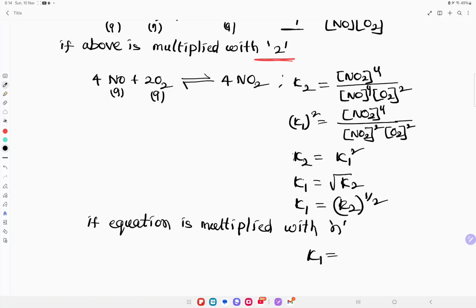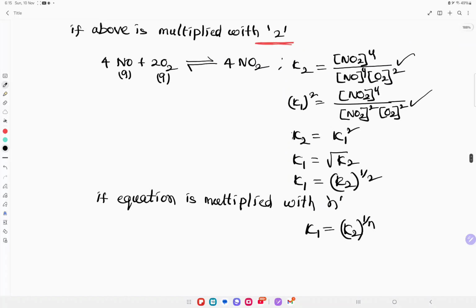See this, K2 is equal to this one. These two terms are the same. That means instead of writing this one, you can write this one. So K2 is equal to K1 square. K1 is equal to under root of K2. K1 is equal to K2 power 1 by 2. So that becomes K2 power 1 by n. Whenever the equation is multiplied with n, this relation holds.